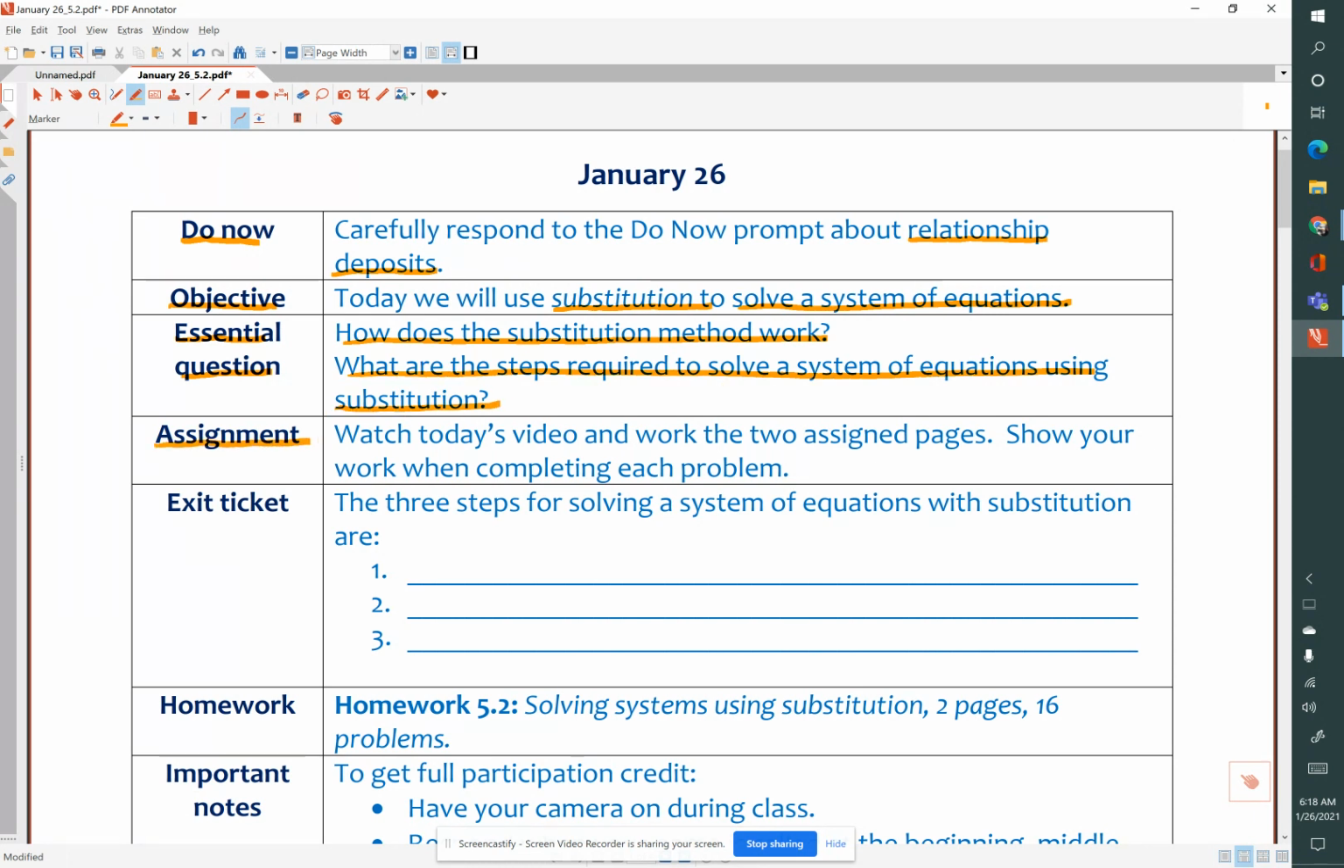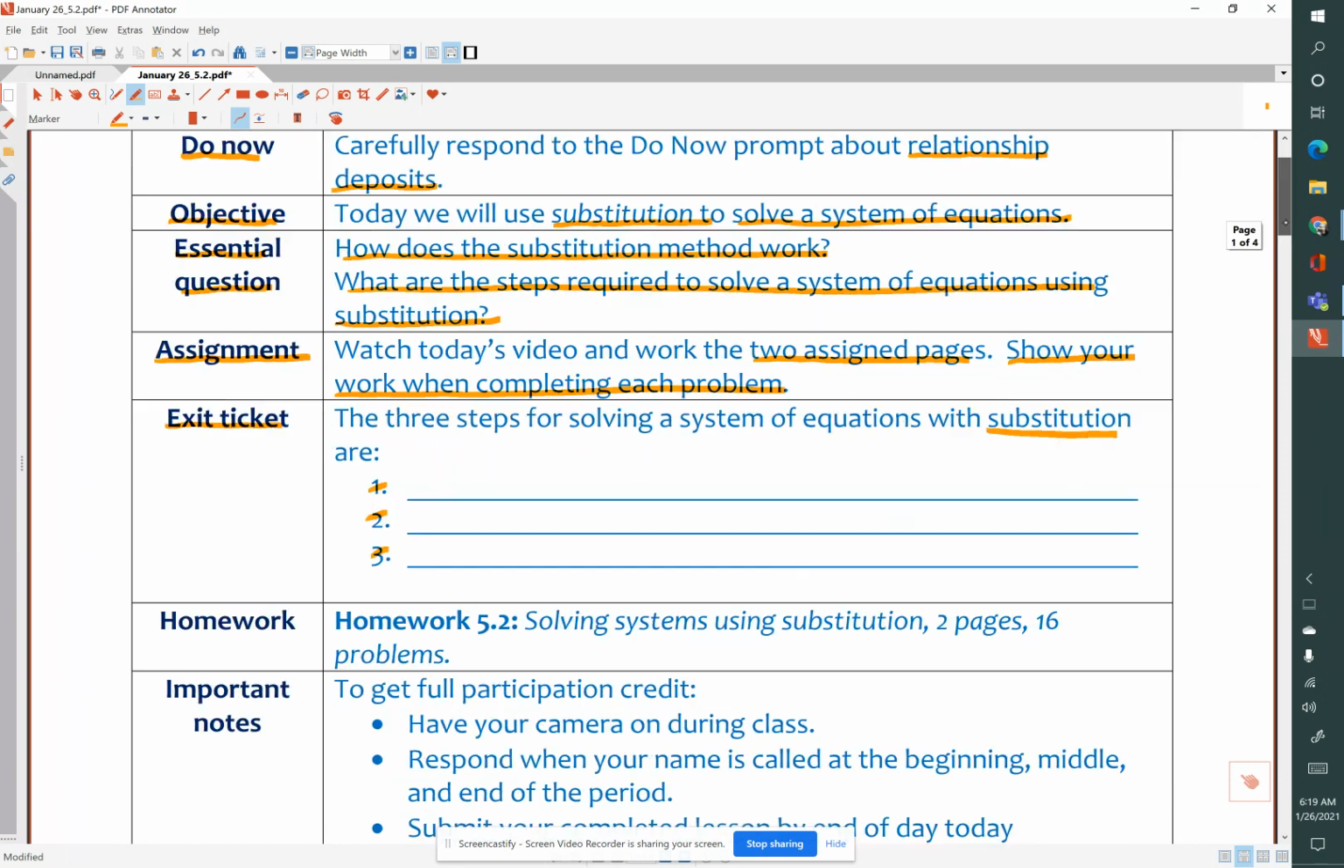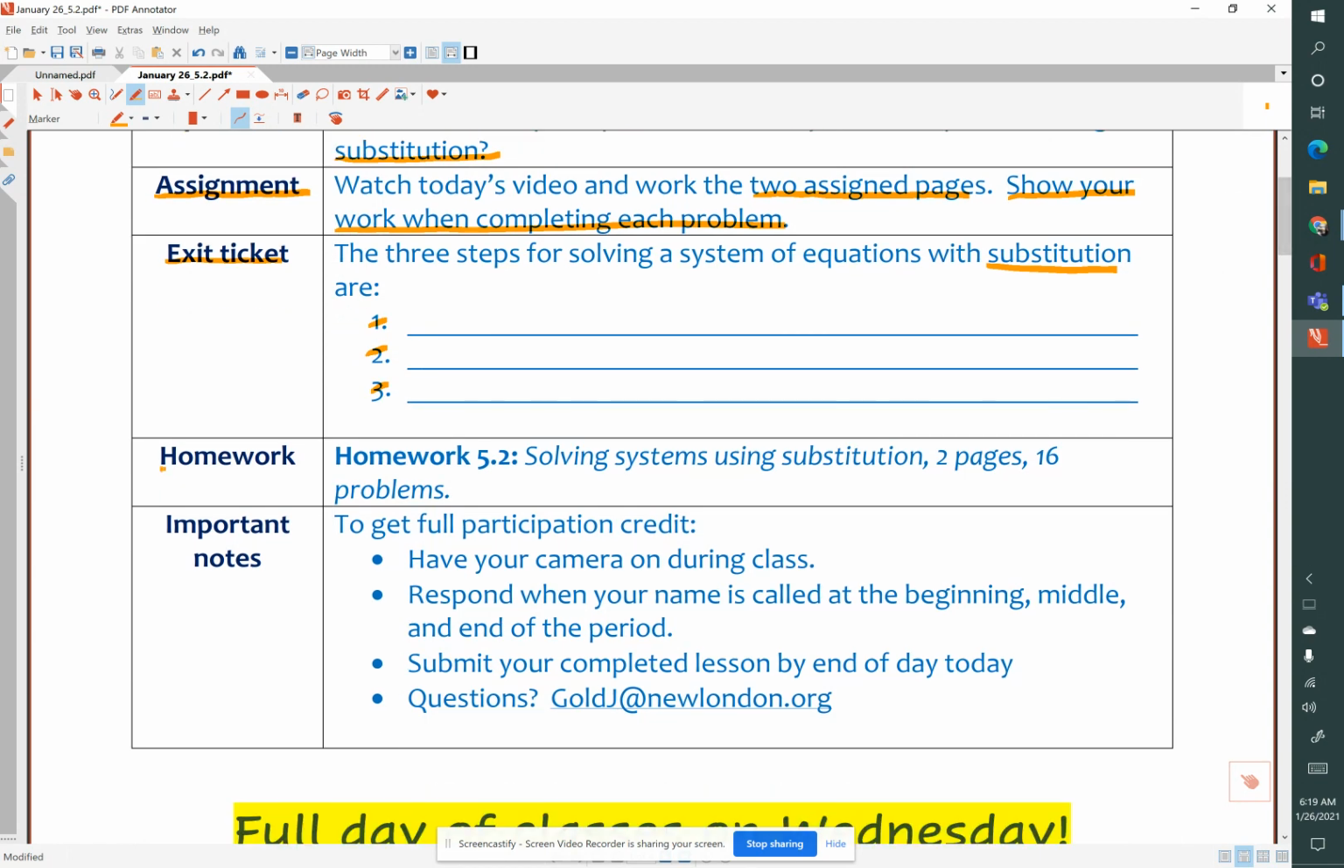Our assignment today, when we watch the video, will be to work 2 assigned pages. And show your work, please, when you complete each one of these problems. There's quite a bit of work to be shown in these. And for our exit ticket, we will go through the 3 steps for solving a system of equations using substitution. Our homework tonight, homework 5.2, solving systems using substitutions. There are 2 pages, 16 problems.